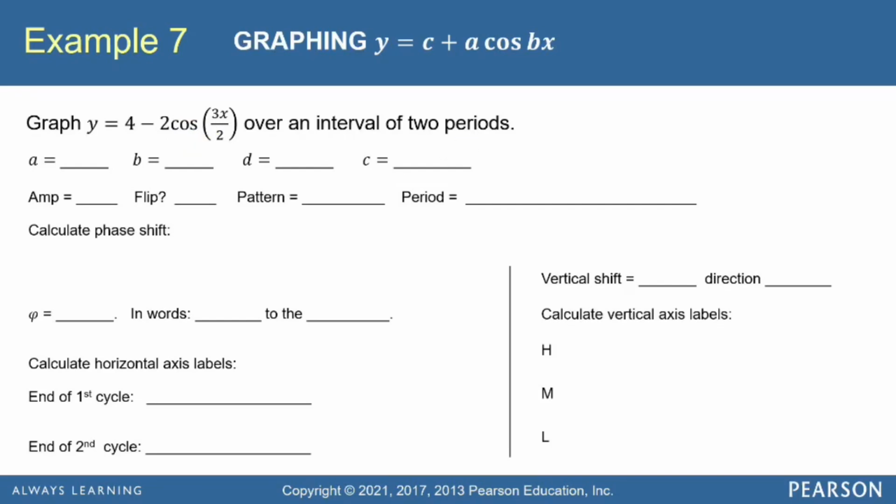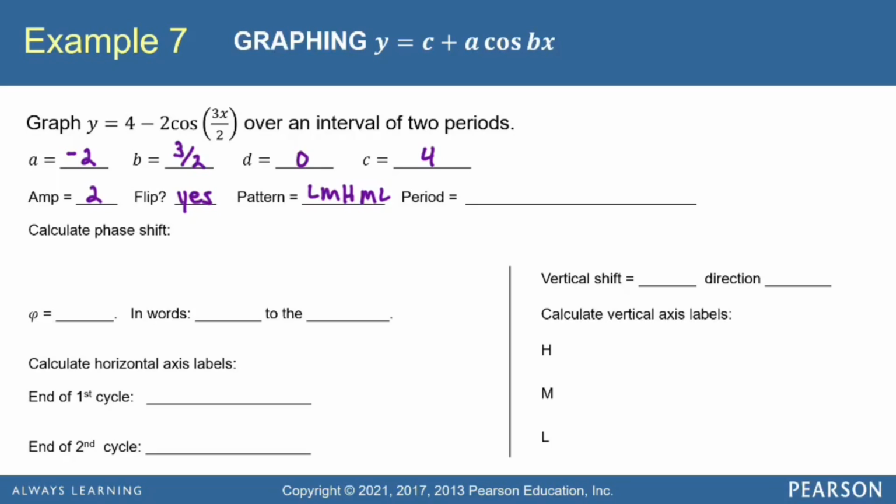We'll start the way we always do by pulling out the given numbers. You can see here that a is negative 2, b is 3 over 2, and there's nothing subtracted from the x term of our argument, so that means d is 0, which of course means there will be no phase shift. And then c is going to be positive 4. So what does this mean for our graph? Well, the amplitude will be 2, and there will be a flip because a is negative. The pattern is going to be a flipped cosine pattern, so low, middle, high, middle, low.